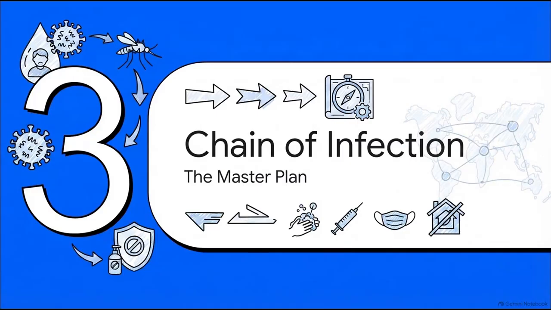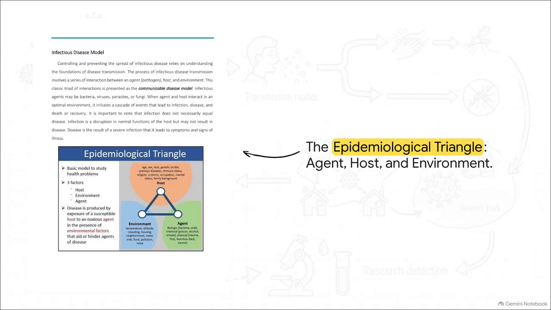Which brings us to Section 3, the chain of infection, the master plan. Now, what's really interesting here is this concept called the epidemiological triangle. It shows us that disease transmission isn't just about the germ all by itself. A disease only takes hold when you have the absolute perfect storm of three factors: a noxious agent, a susceptible host, and an environment that actually helps the pathogen thrive. If an infectious agent meets a host but the environment isn't optimal, the infection might completely fail. This classic triad is literally the foundation for studying any public health problem.